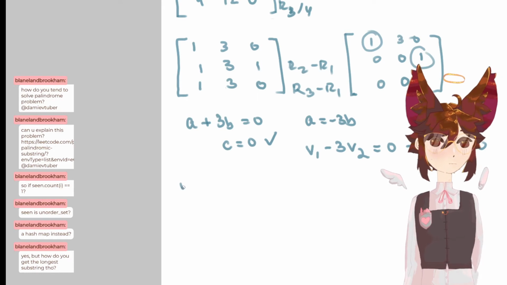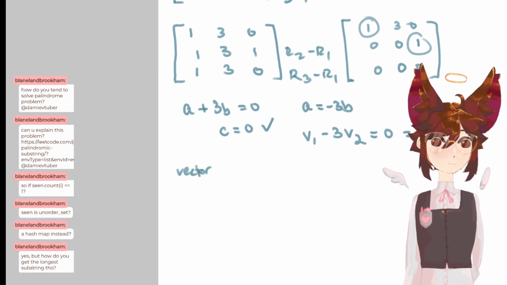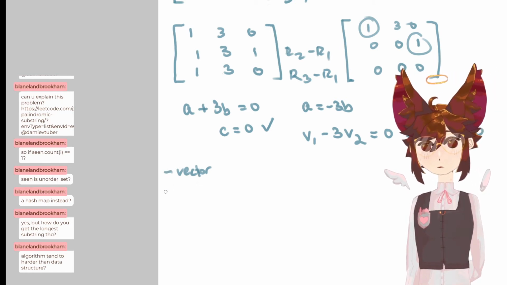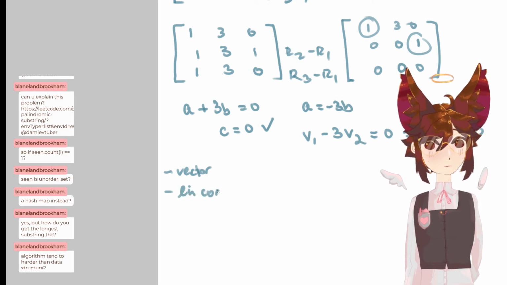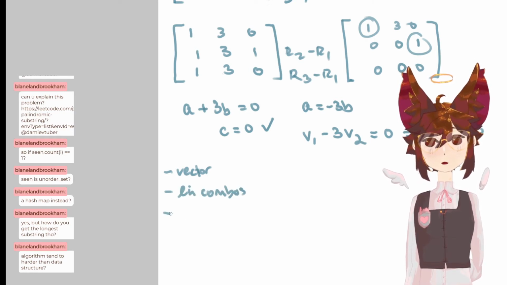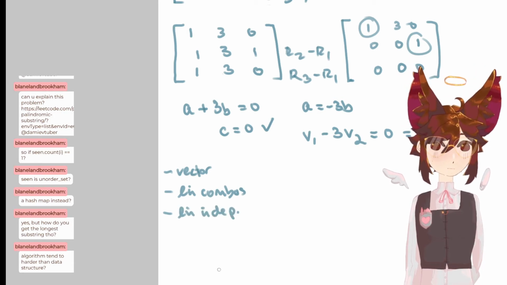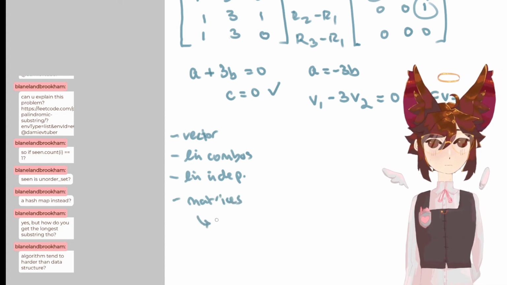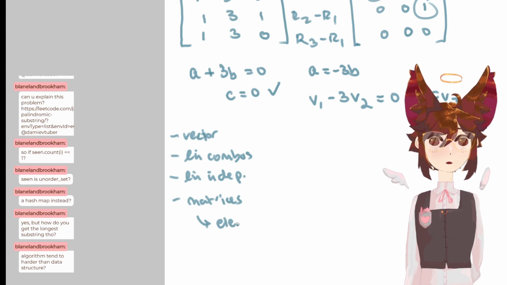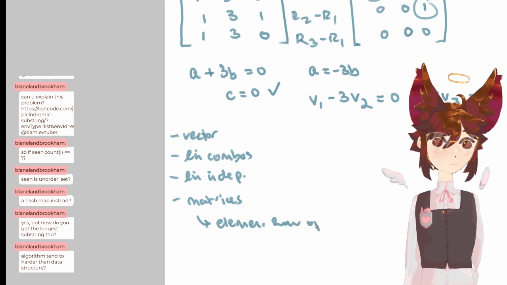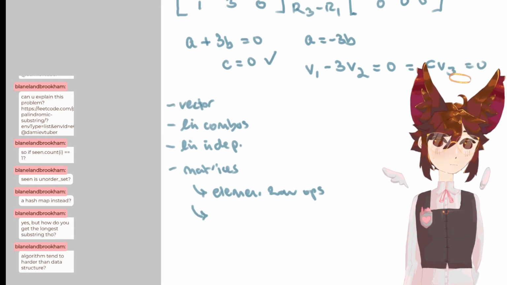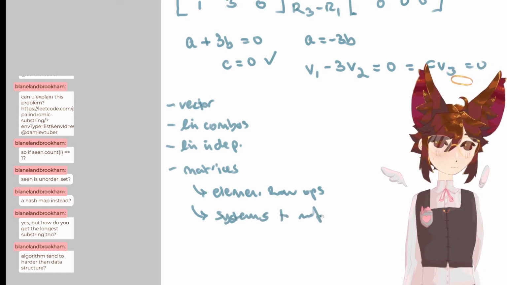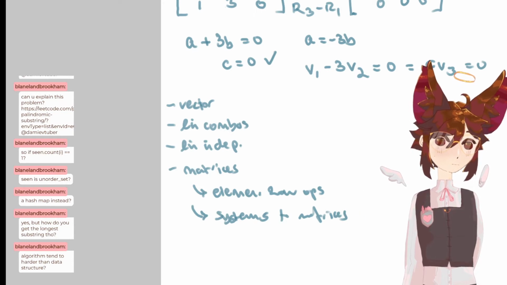Okay, so we've talked about vectors. We know what a vector is, how they work and what they look like. We know about linear combinations of vectors, and linear independence of vectors. We know a little bit about matrices and how to work with them, and we learned about the EROs, elementary row ops, and systems to matrices, all that stuff, and then back and forth.